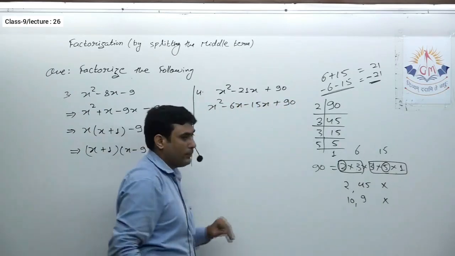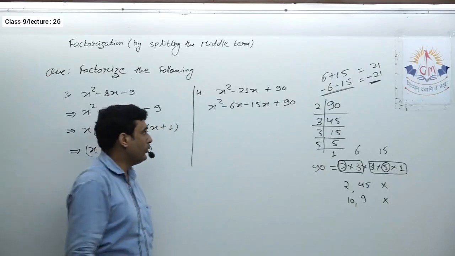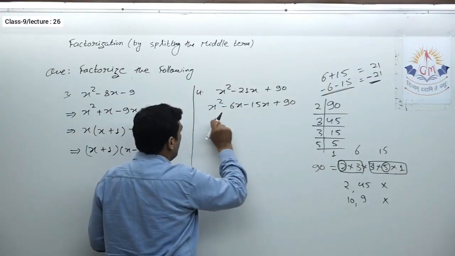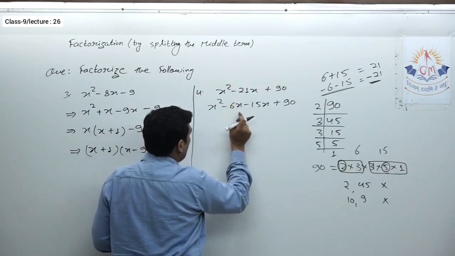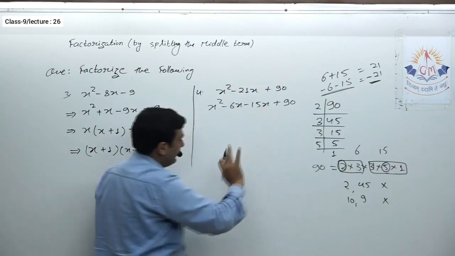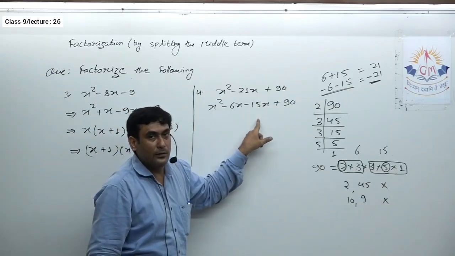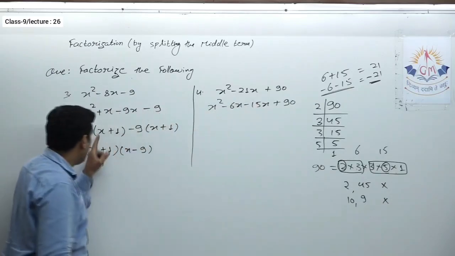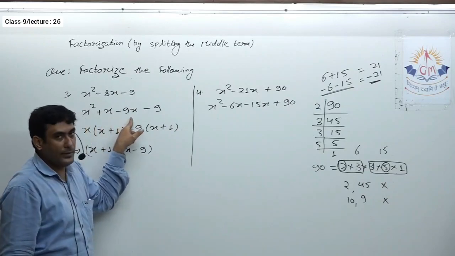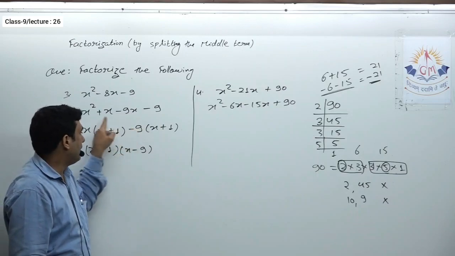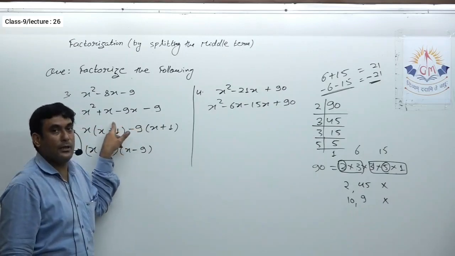Okay, before I proceed, let me tell you one more thing. See, here I wrote minus 6x minus 15x. In place of this, if I write minus 15x, then minus 6x, then again it is correct. Here you can change the order, keeping the sign in your mind. Here again, instead of x minus 9x, I can write minus 9x plus x. I can change the position, but not the sign.